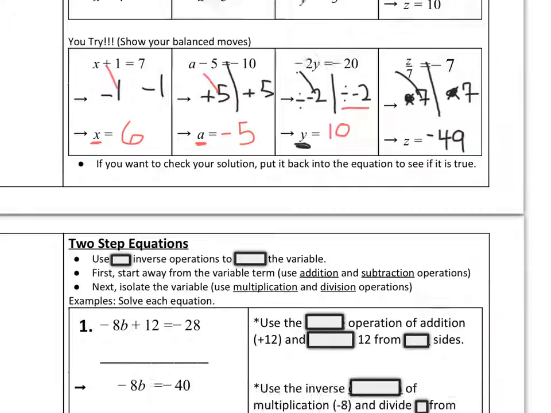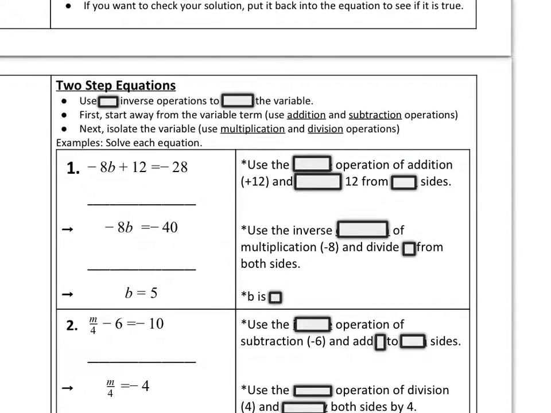And that's what it says right here. If you want to check your solution, put it back in the equation, see if it's true. Onward and upward, two-step equations. Use, can you guess it? Two inverse operations to isolate the variable. Same process, there's just two things going on instead of one. First, start away from the variable. Use addition and subtraction. Next, isolate the variable. Use multiplication and division to get that variable finally by itself.